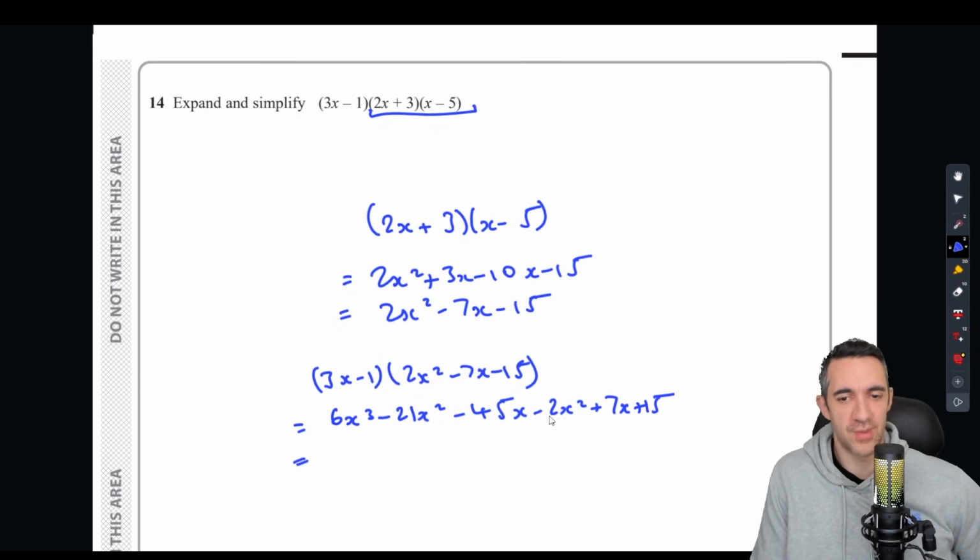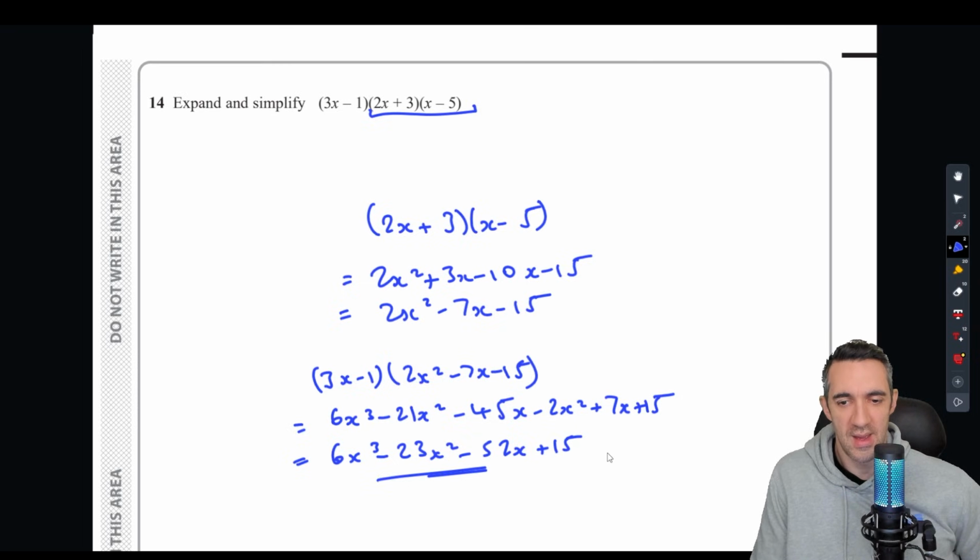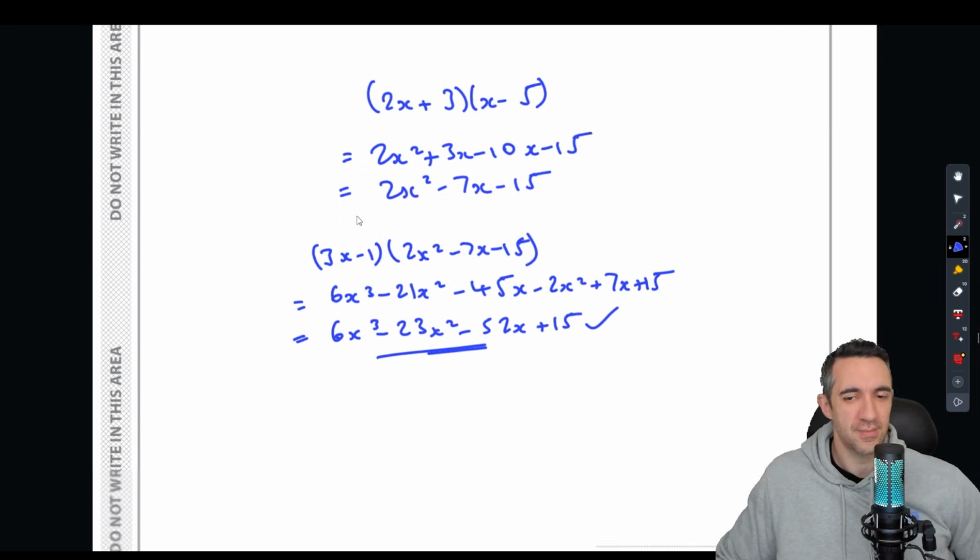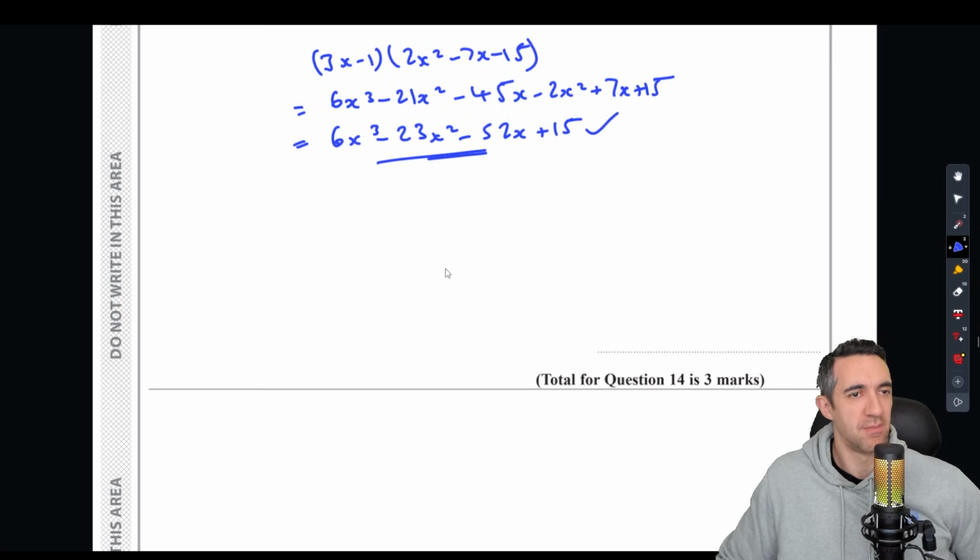And then we'll just make an error here. This is fine. So minus 21 minus 2, let's call minus 23x squared. And then minus 45x plus 7x, let's make minus 52x. There we go. That's an easy one, right? We can mess that up. That should be fine. I think that's okay. That should be good for 2 marks. 2 out of 3. Cool.